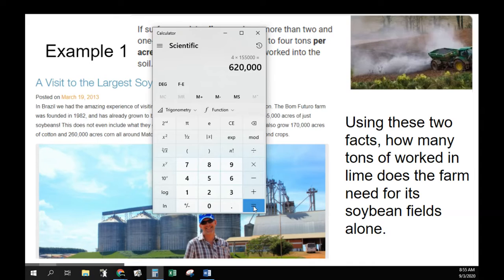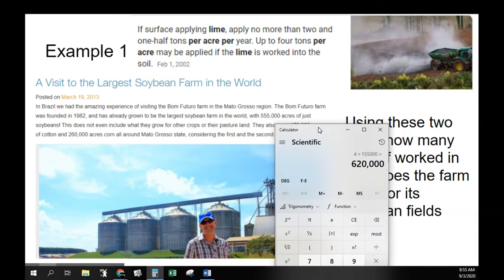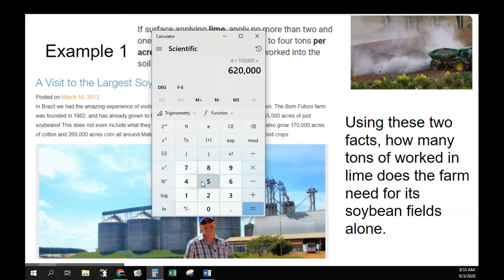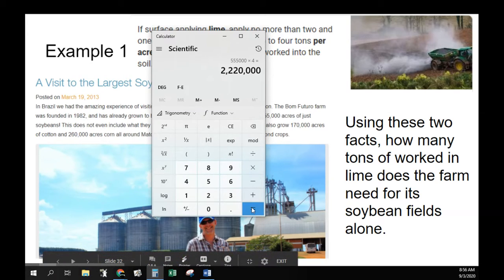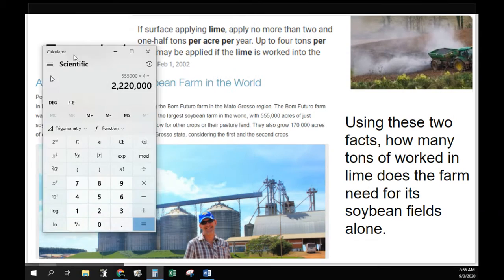That's 620,000 tons of lime. Did I do that right? That's not the number we got before. Well, it's 555,000 acres, not 155,000. So let's delete that and clear all of this. It's 555,000 acres times 4. There we go. It's 2,220,000 tons of lime that we need for these fields, total. All right, let me put this calculator away for a minute, and we'll look at the next application.